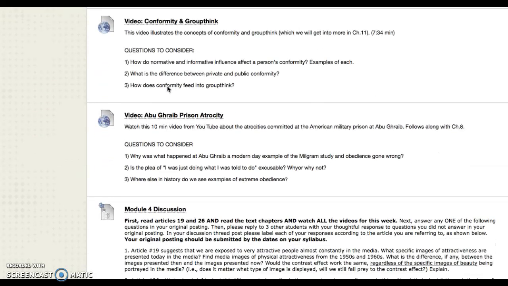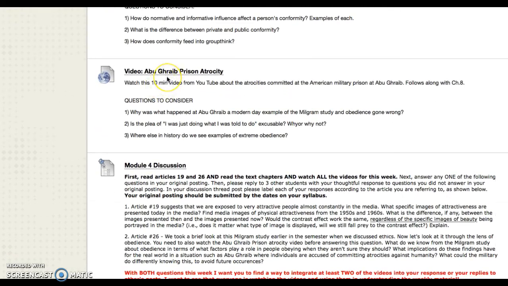It's really good. And then lastly, we have the Abu Ghraib prison atrocity. This is kind of like a modern, real-life circumstance that mirrors the Milgram study a little bit. What happens when we get people in positions of power that take advantage of that power. It's where obedience goes destructive. And this is a real scenario that happened in one of our military prisons in Abu Ghraib. And you'll get a sense of what happened there in that whole situation. So those are the videos for you this week.